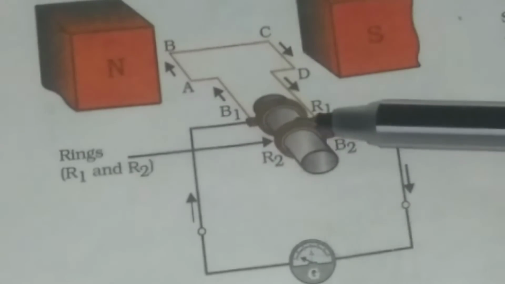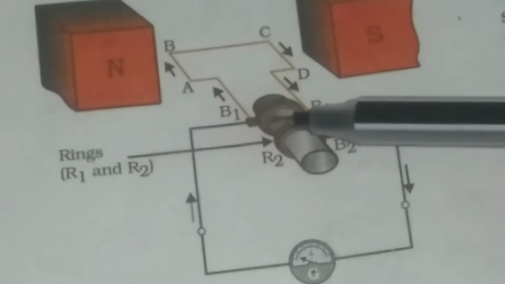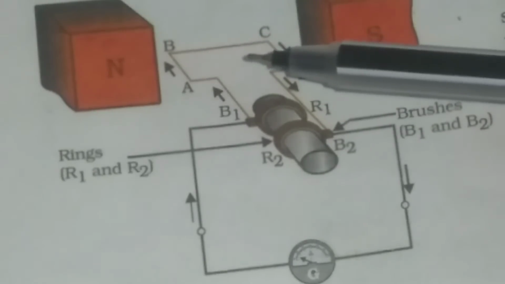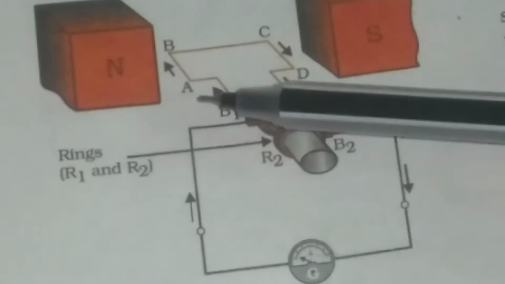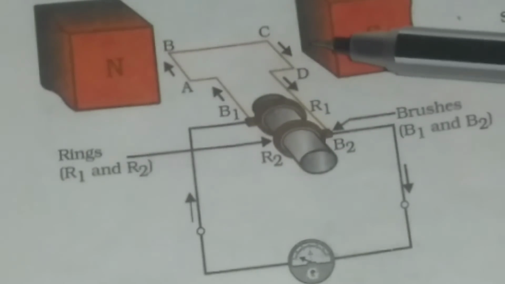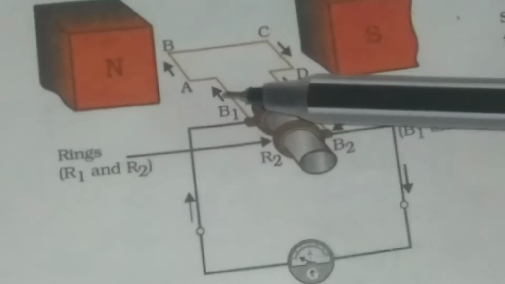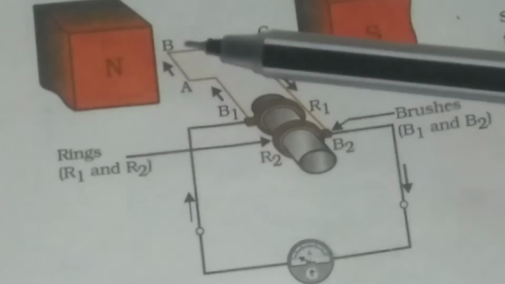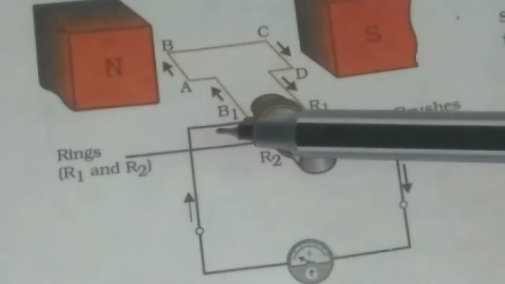Suppose the coil rotates in anti-clockwise direction. The direction of rotation will be along the thumb, upward to the plane of the paper. The direction of the magnetic field is from the north pole to the south pole, that is, along the forefinger. Applying Fleming's left hand rule, the direction of current will be along AB, that is, along the middle finger.